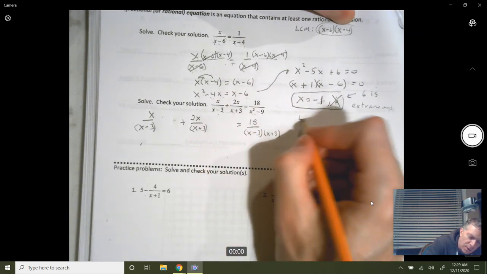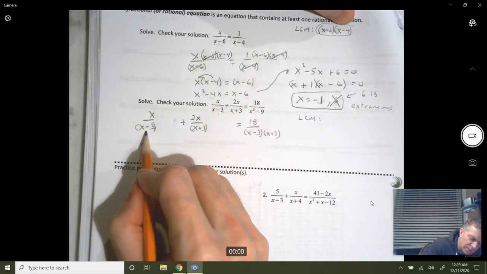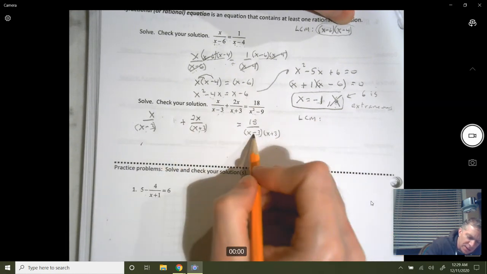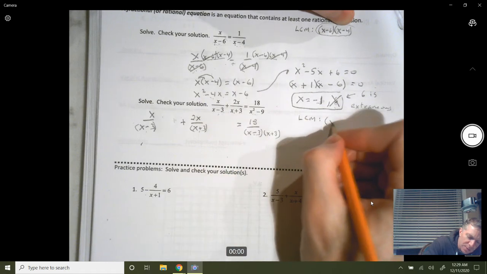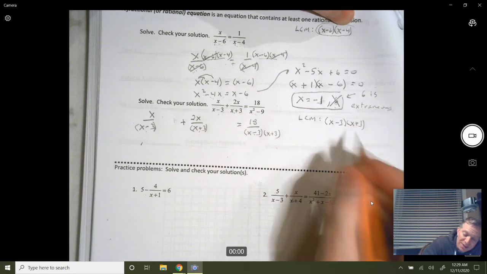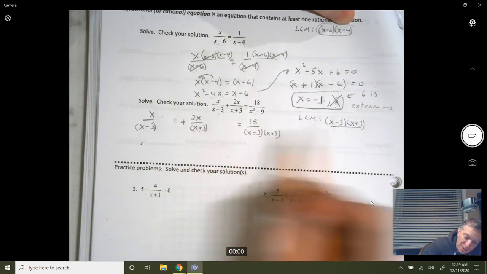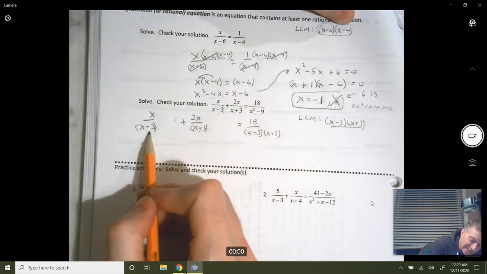Our least common multiple is, we have an x minus 3, we have an x plus 3, x minus 3, x plus 3. So our least common multiple is going to be x minus 3, x plus 3. Now I'm going to take that least common multiple and multiply it by both sides of the equation, so it gets distributed to this term and this term.